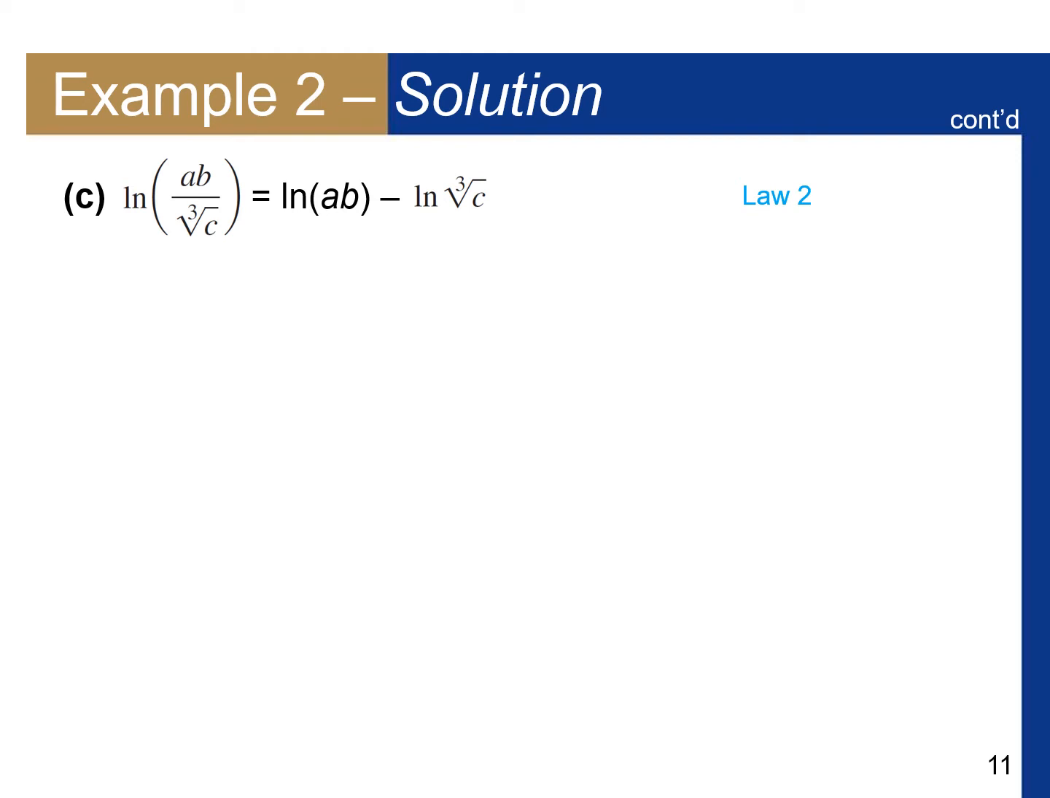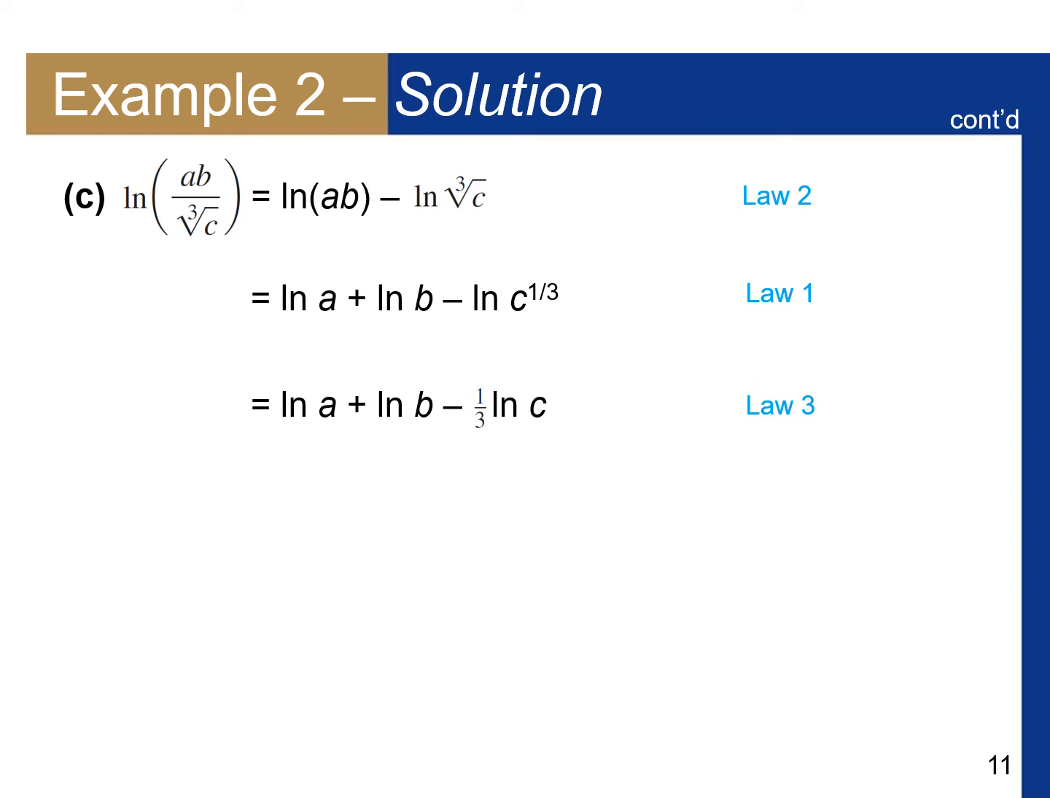This one we have a few steps. First we're going to separate it to subtraction as shown by the fraction. Then we can separate the first one to ln A plus ln B. Remember, natural log of A plus natural log of B would be a log base e. Just a reminder there. And then we're going to change c to the 1/3. And we'll have to move that 1/3 down in front in the next step.